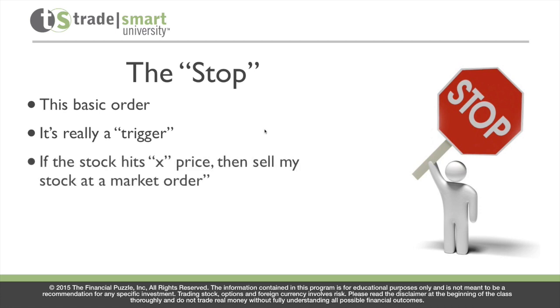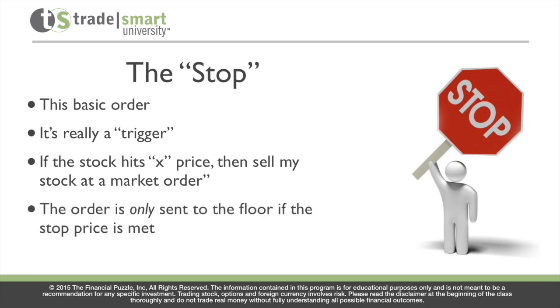And that criteria, in the world of a stop, is going to be if the stock hits X price. So you set the price. If the stock hits X price, then sell my stock, and it's going to trigger a market order. That's what distinguishes a basic stop. It's if the stock hits this price, trigger a market order. And that's going to be a stop order.